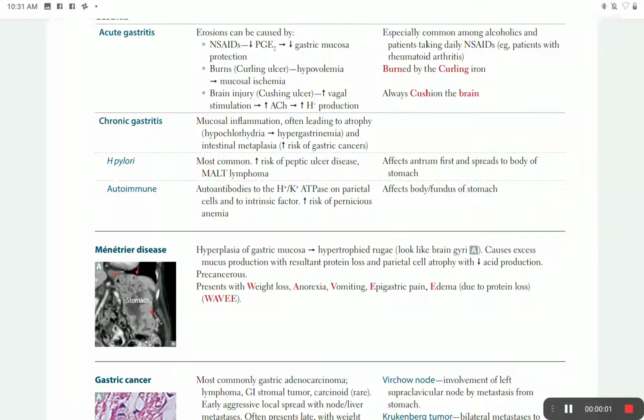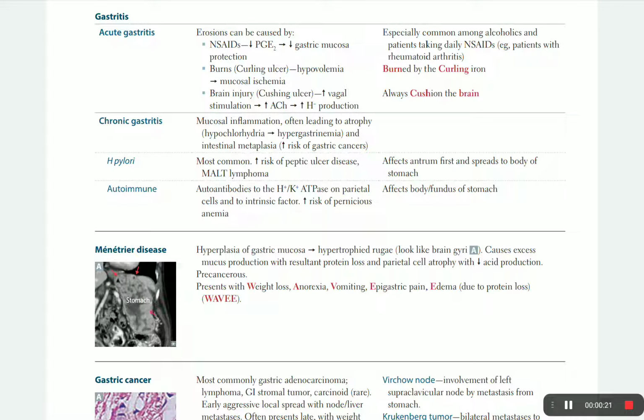Welcome back, guys. Today we're gonna complete the GIT pathology series. Today we're gonna start the gastric pathology with the gastric inflammation. We call it gastritis. We have two types of gastritis: acute gastritis and chronic gastritis.